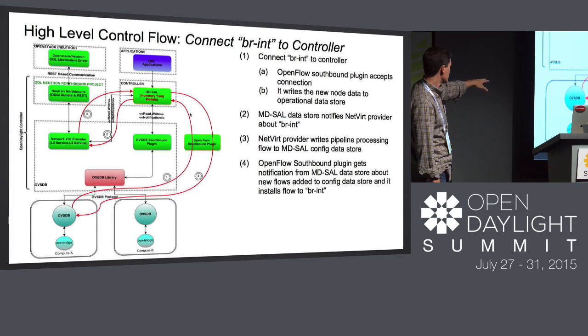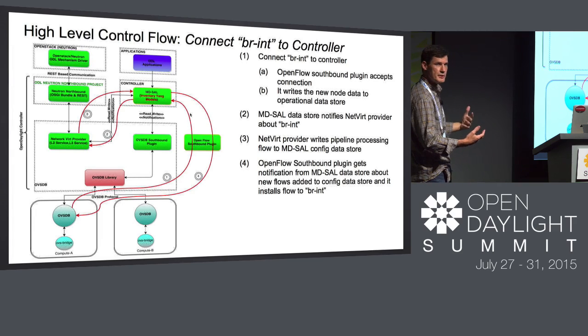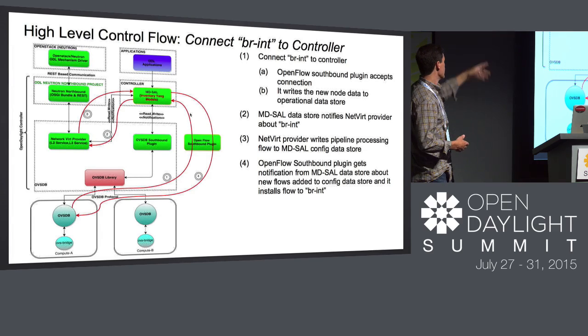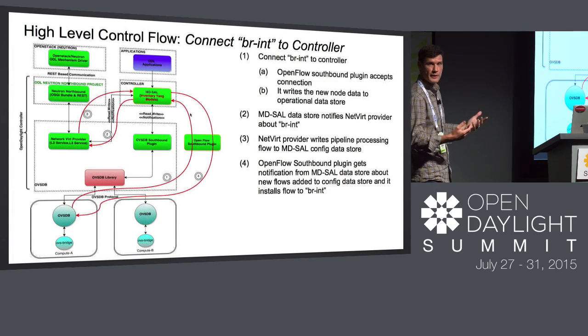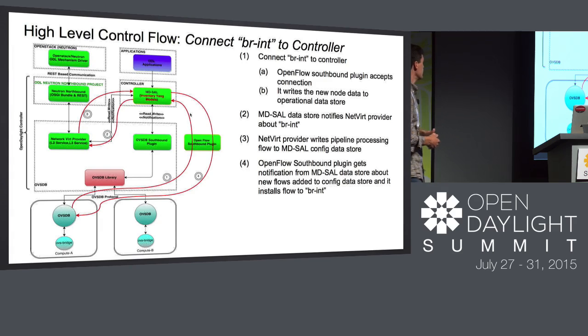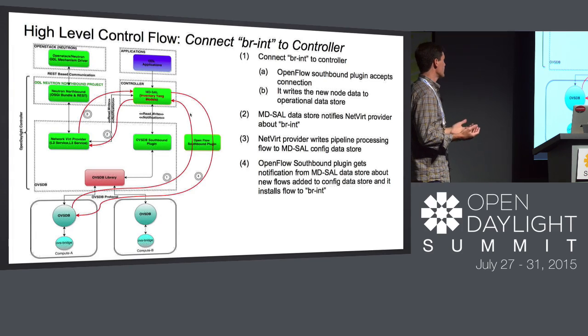Also, as part of that, the OVSDB library notifies the southbound plugin that, hey, there's a new bridge. That bridge goes into the MD-SAL, gets written into the operational of the MD-SAL. And again, NetVirt provider is listening for those notifications. It sees that in the operational, and says, okay, there's a new bridge.